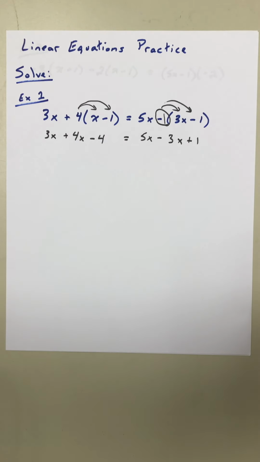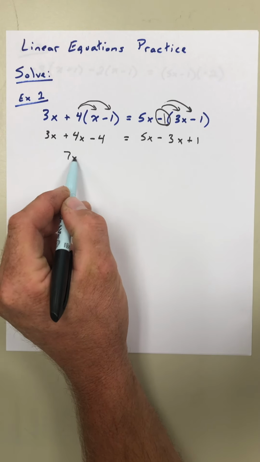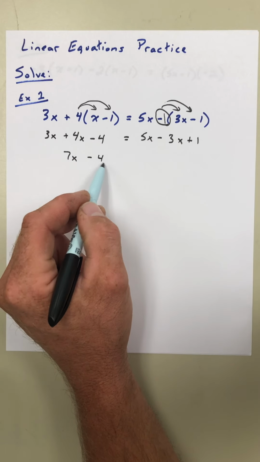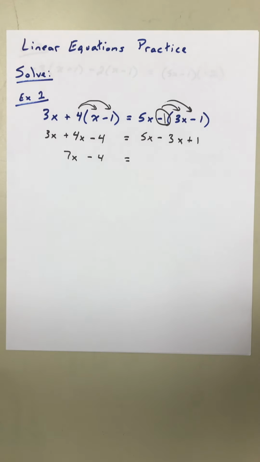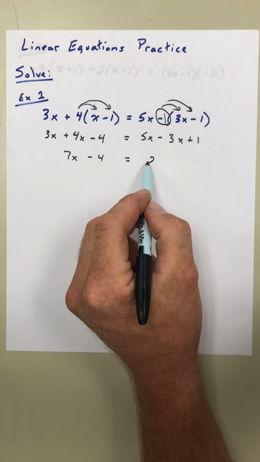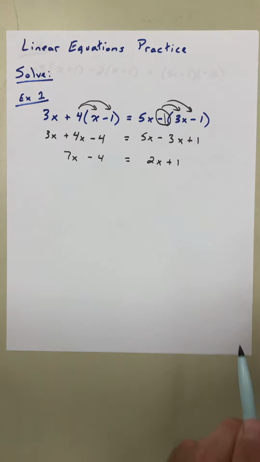Now I'm going to clean up each side by combining like terms. So we have 3x plus 4x gives us 7x. I cannot add that negative 4 in with the 7x because it does not have an x with it. Remember, they have to have the same variables in order to combine them together. 5x minus 3x gives us 2x, and then plus our 1. Again, the 1 cannot go with the 2x because they're not like terms.